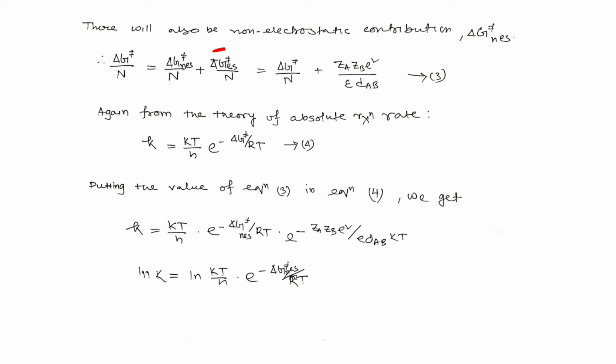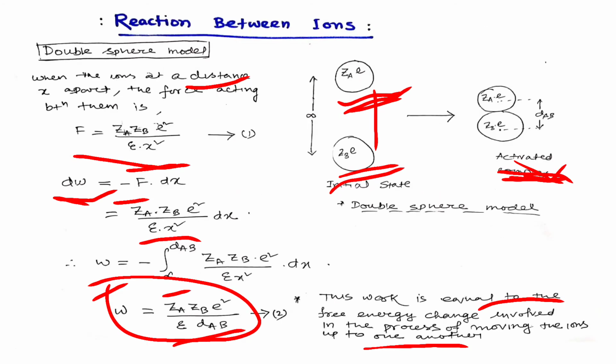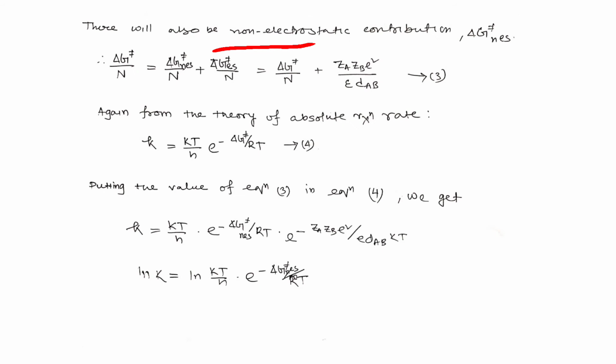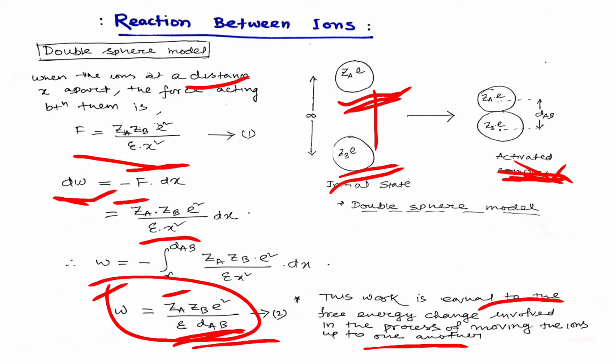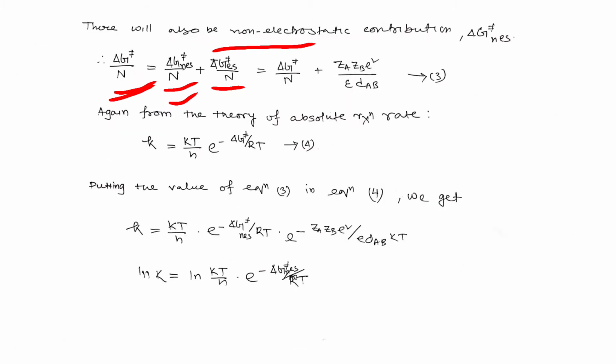So there will be the non-electrostatic contribution also. This free energy is actually nothing but the electrostatic contribution towards the Gibbs free energy. As well, there will be a non-electrostatic contribution. So the total free energy is given as the summation of electrostatic plus non-electrostatic, and it is per mole, that's why it is divided by n. Now we will put this value here.